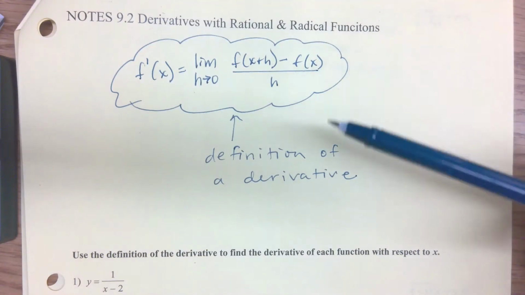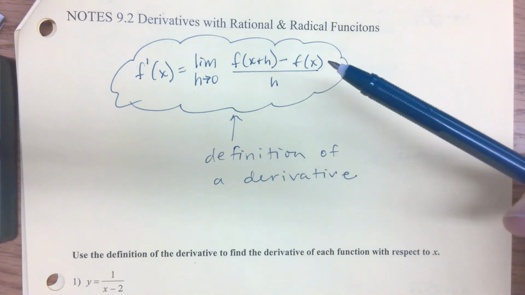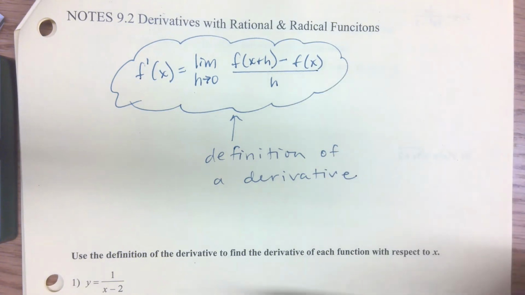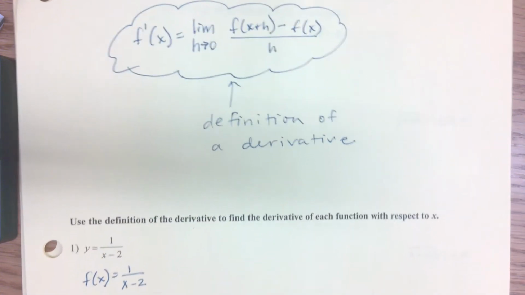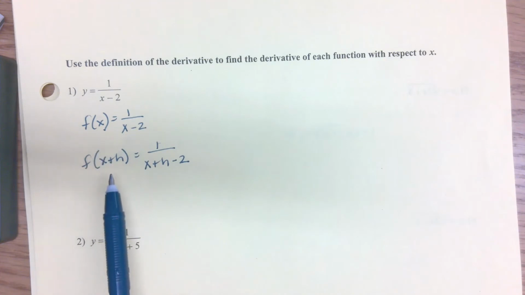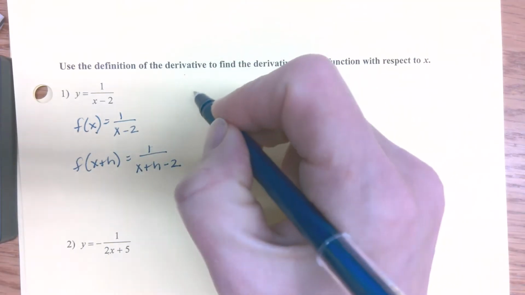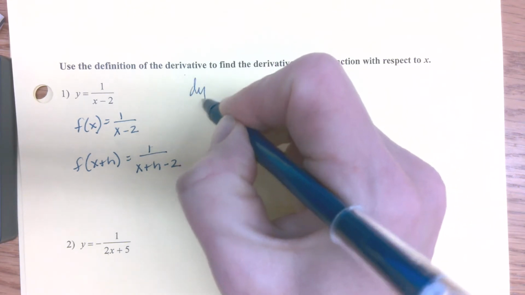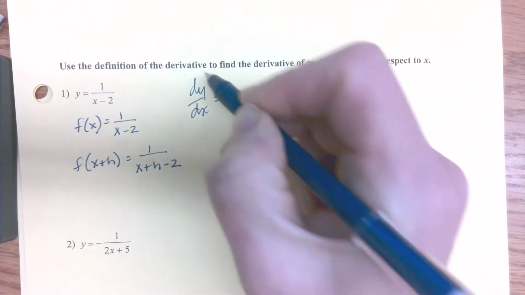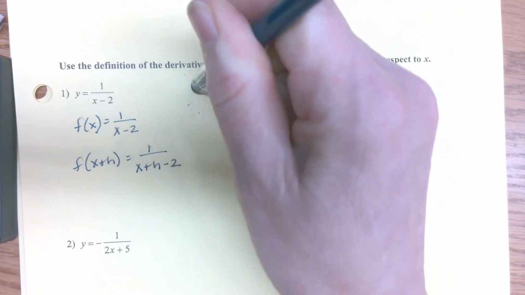We're going to be using the same formula, the definition of the derivative that we used in 9.1. We just have a little bit more complicated problems. And so we start them the same by doing the f of x and the f of x plus h. But when we put it in, my derivative dy dx is equal to, or actually I should be calling it f prime of x because I'm using the f of x.